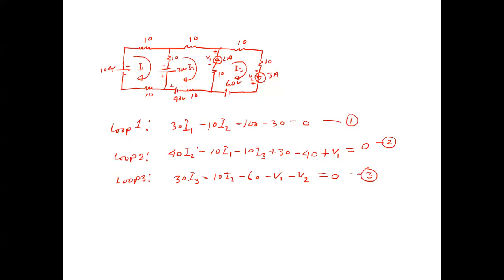But this is not V1, this is not V2. This is the current, and this is the current also. So we do not know this voltage. Okay, this V1 and V2. So at first V1 is equal to this loop.